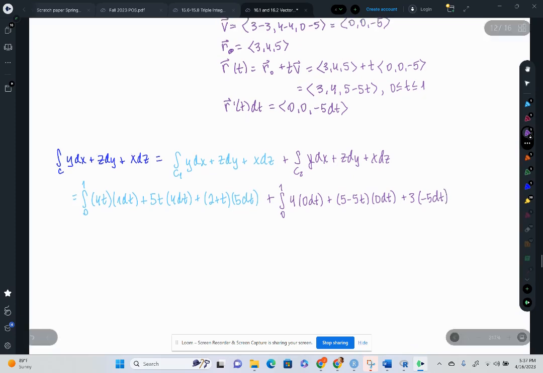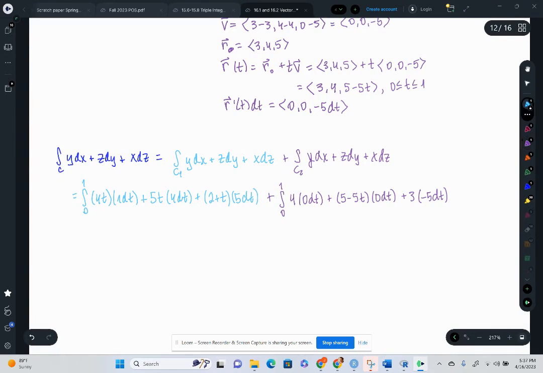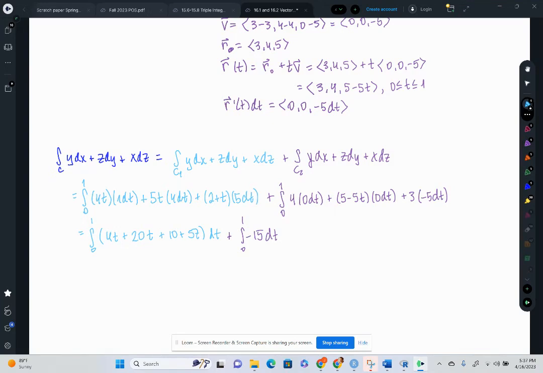So that'll be our contribution. All right, let's rewrite this. The first one, I have 0 to 1 of 4t plus 20t plus 10 plus 5t, and then dt, plus the integral from 0 to 1 of negative 15 dt. Okay. It looks like we have the same bounds, and we have a sum of integrals. It means we could take the integral of a sum, so I can combine these into one. I'm going to do that.